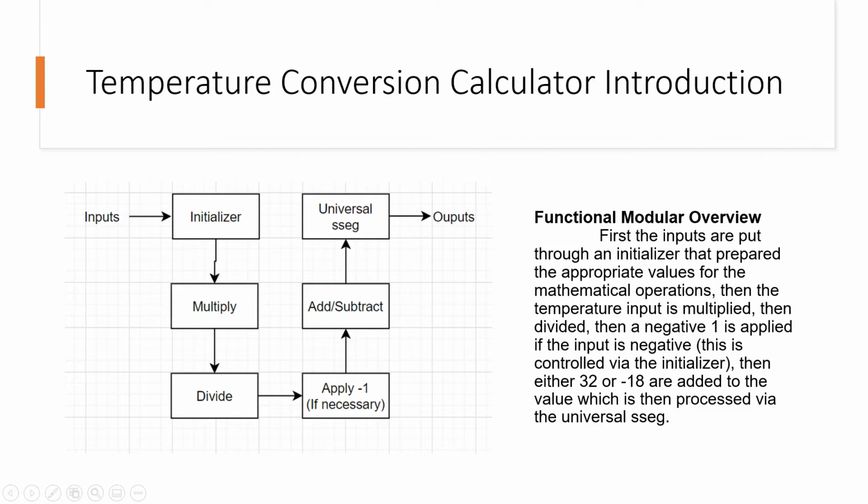If the input is negative, then the apply -1 module will of course invert the binary value into signed binary, so that way the add and subtract module can appropriately use it. The result is then processed through the universal 7 segment that was made by Mealy, and then it is sent to the 7 segment display on the Basys 3 board.